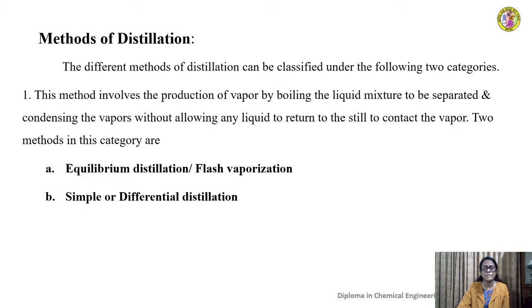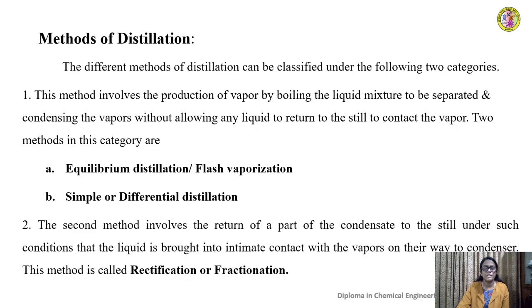Then we have simple distillation, which is also called differential distillation. Equilibrium distillation or flash vaporization may be a batch operated or a continuous distillation, while the simple or differential distillation is a batch distillation. So this is the first method of distillation.